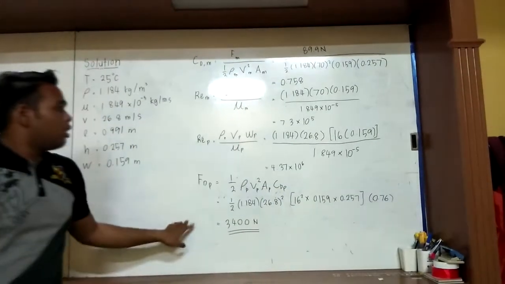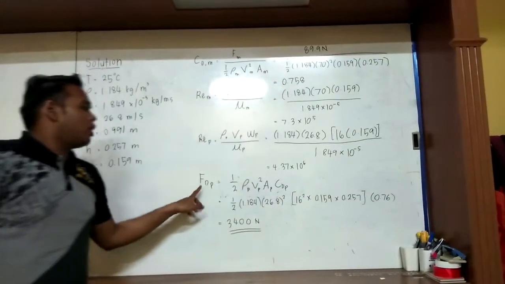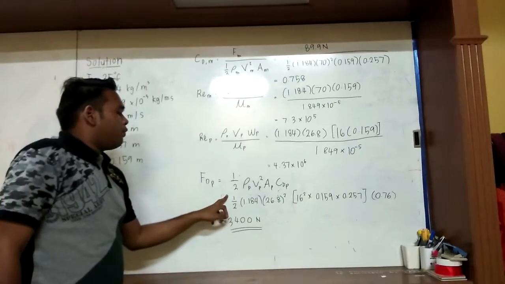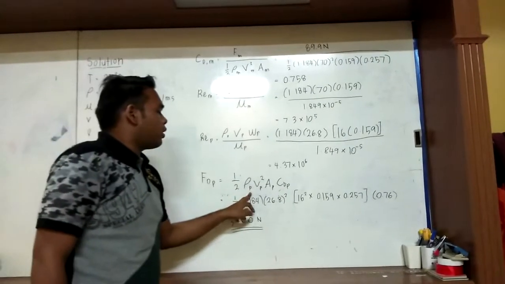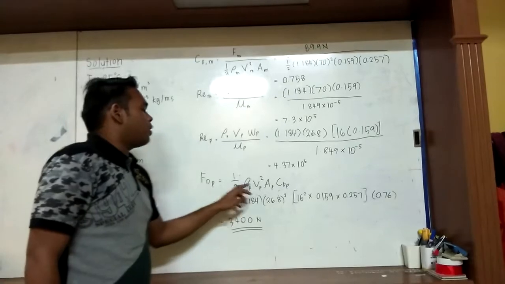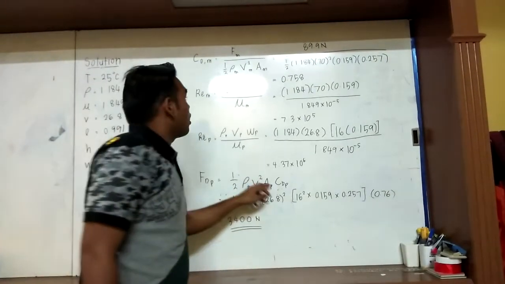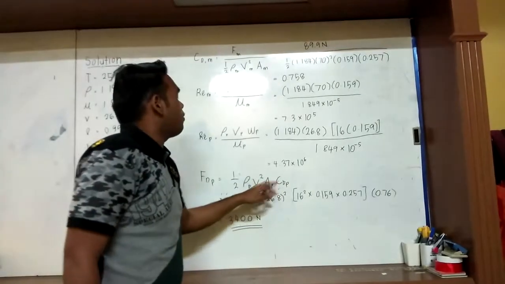So lastly, we have to calculate the drag force of the prototype by using the formula half rho prototype times velocity prototype squared times area times coefficient of drag for the prototype.